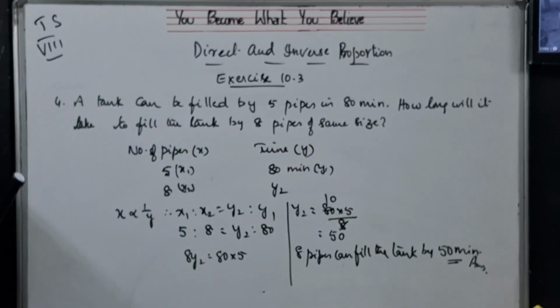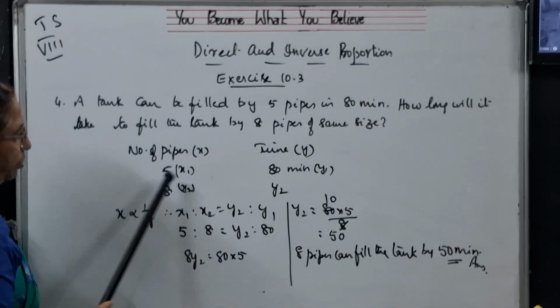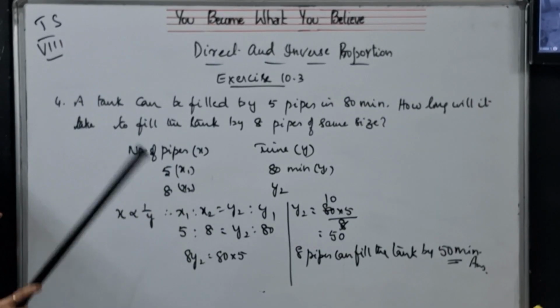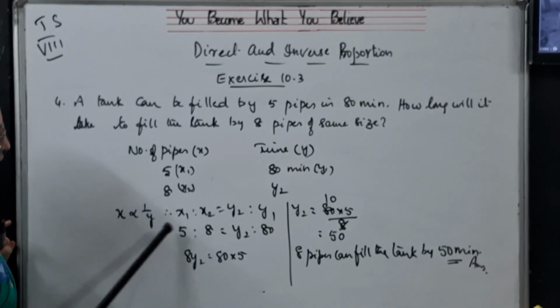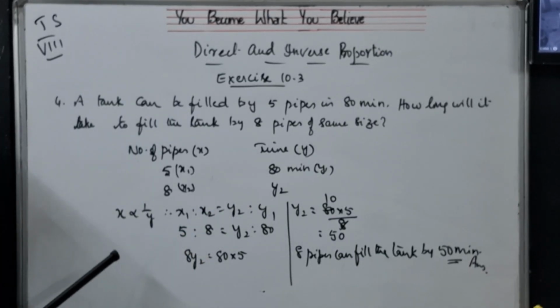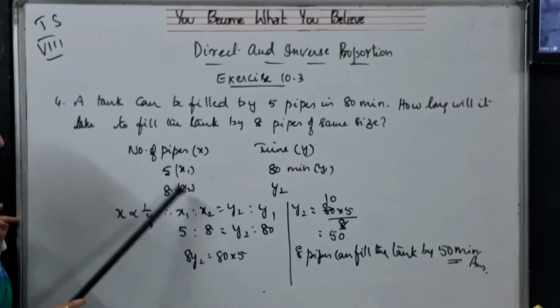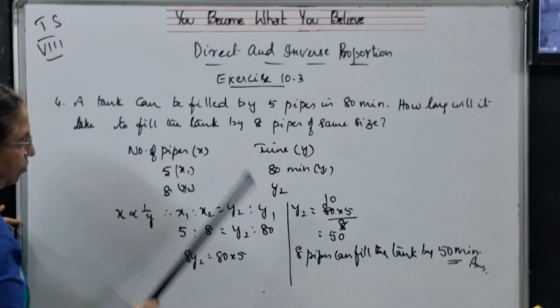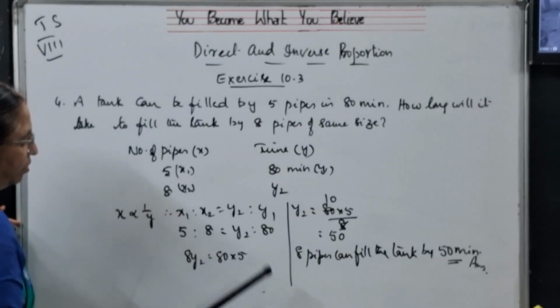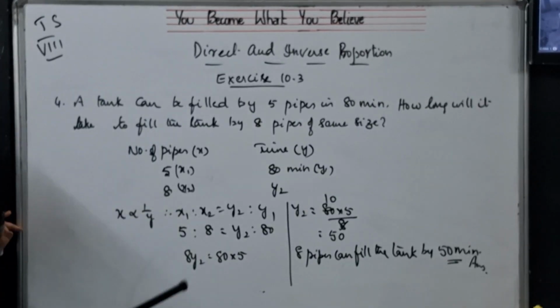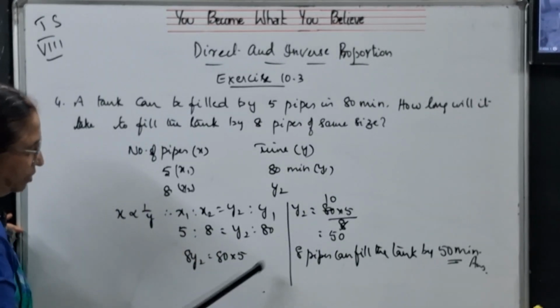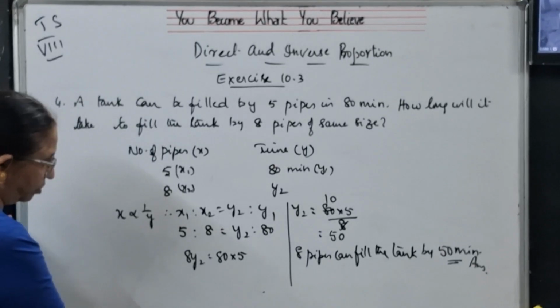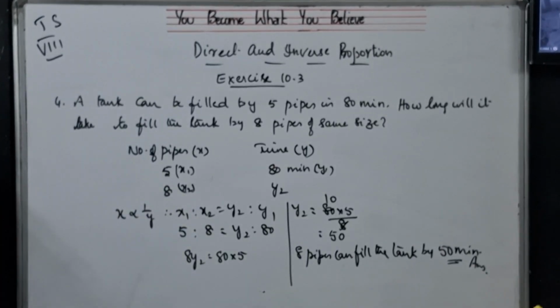So you see a tank can be filled by 5 pipes in 80 minutes. 5 pipes takes 80 minutes. 8 pipes takes how much? They are inversely proportional. So x1 is to x2 is y2 is to y1. So 8y2 is 5 into 80, product of means is equal to product of extremes. So y is equal to 50 minutes is the answer. Children, please note it down.